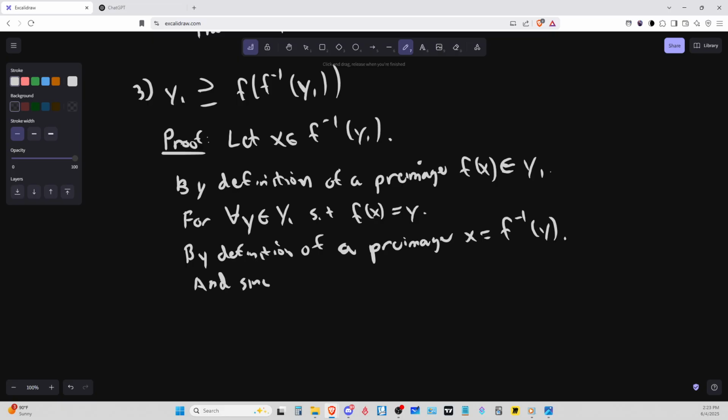And since all of y is an element of y1, x is an element of y1. Okay, so we proved that basically x is, I mean, that's obvious, but at the same time it's like, now it's the question of, now what? What are you gonna do with that information? Now what?